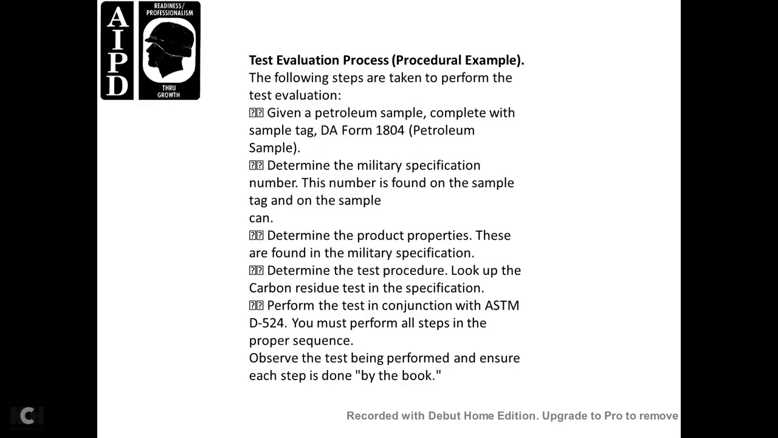Testing evaluation process, procedural example. The following steps are taken to perform the test evaluation. Given a petroleum sample, complete the sample tag, the DA Form 1804, for the petroleum sample. Determine the military specification number. The number is found on the sample tag and on the sample can. Determine the product properties that are found in the military specification. Determine the test procedures: look up the carbon residue test in the specification. Perform the test in conjunction with ASTM D524. You must perform all the steps in proper sequence. Observe the test before it is performed. Ensure that each step is done by the book.